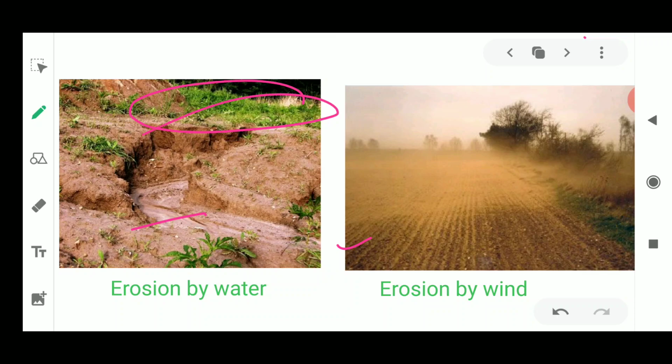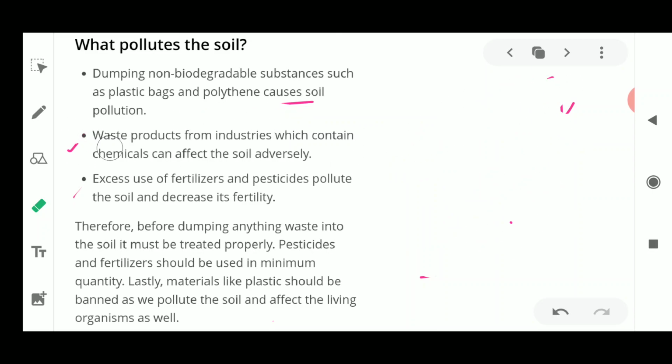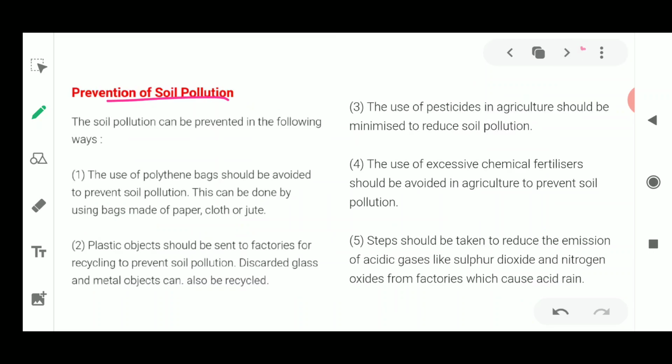In today's video I have talked about soil erosion, how it is caused and what it is, and then I talked about the pollution of the soil. It causes a decrease in the quality of the soil because of the addition of non-biodegradable substances and wastes. Then we talked about the various pollutants of the soil. These are the list, and you could also add certain more pollutants. Next, we talked about how to prevent soil pollution. So this was all about today's video.